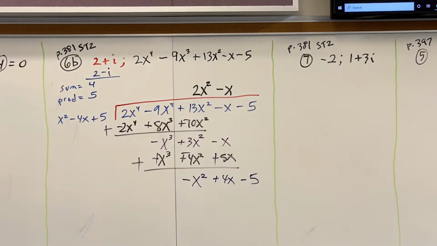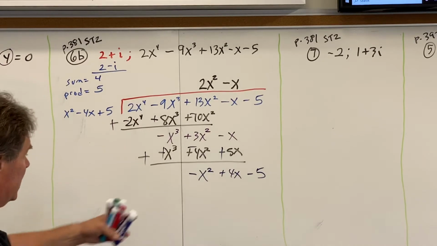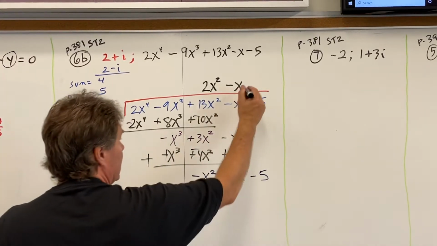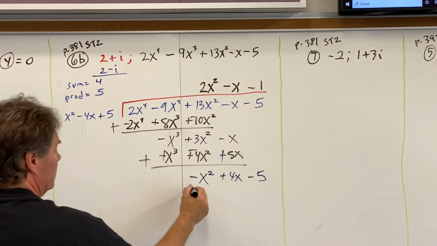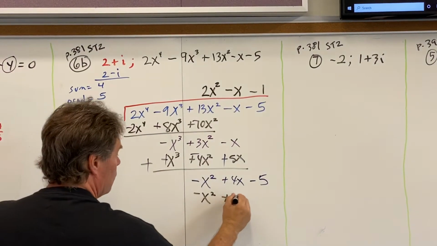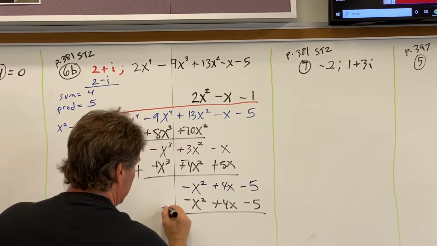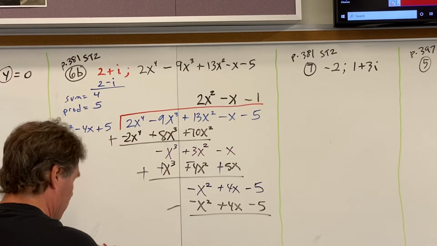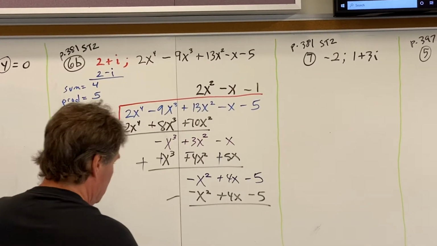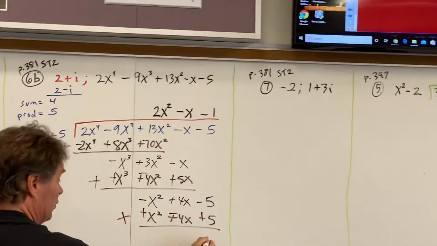And now what does it take to turn x squared into negative x squared? It's going to take negative 1. This times this is negative x squared. This times this is plus 4x. This times this is minus 5. And oh my gosh, I can't believe the good fortune that is with me. Plus, plus, minus, plus. 0 remainder.